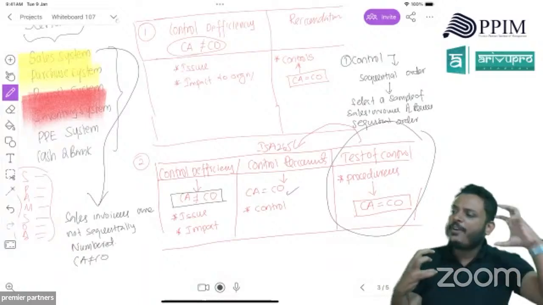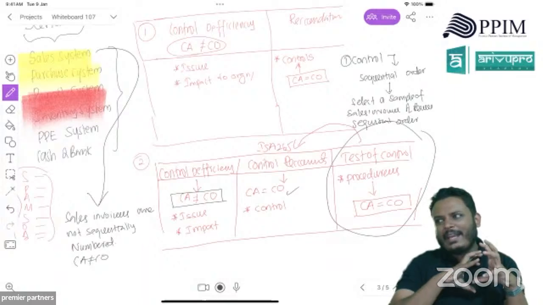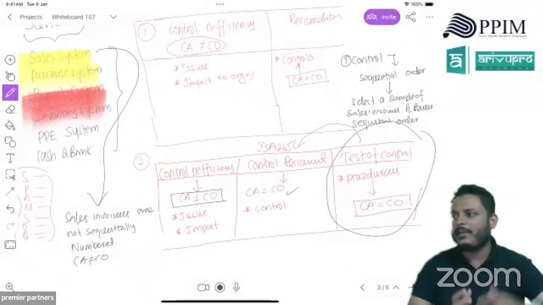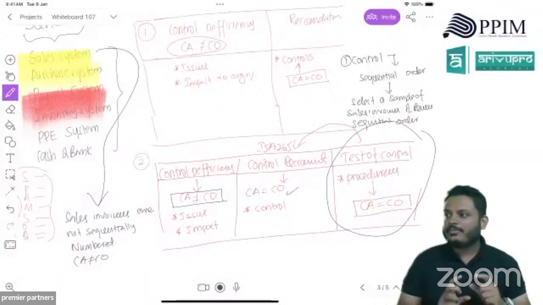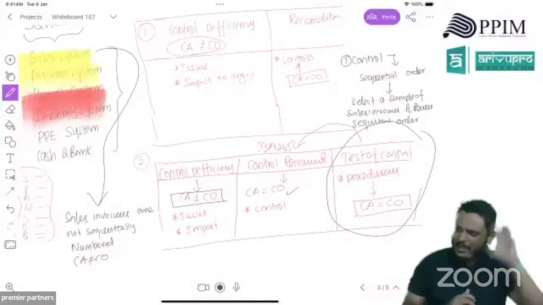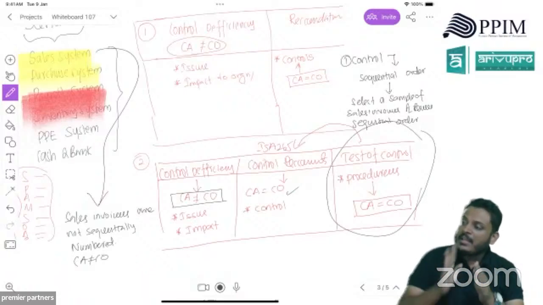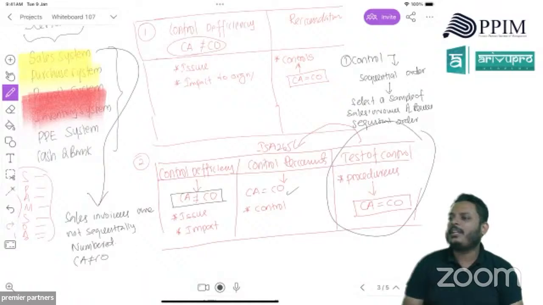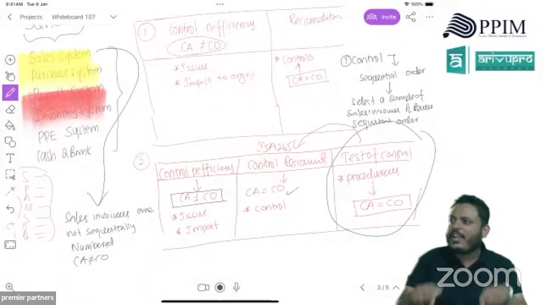How does test of control differ from substantive procedure? In a substantive procedure, I directly test a financial statement element against the assertion, like sales completeness or purchase cutoff. But a test of control uses the same procedures, same inspection, same observation, same recalculation, but I'm testing whether the control activity met the control objective or not. CA is equal to CO, or CA is not equal to CO. Testing that is what we call test of control.